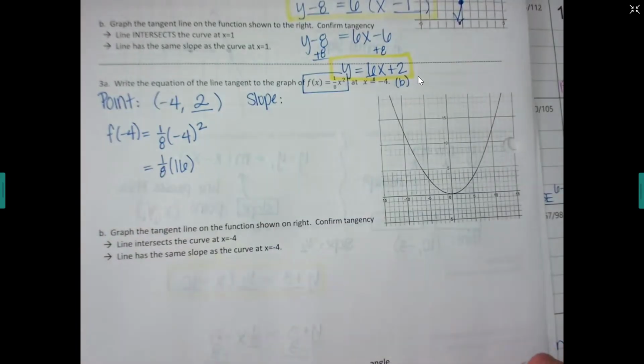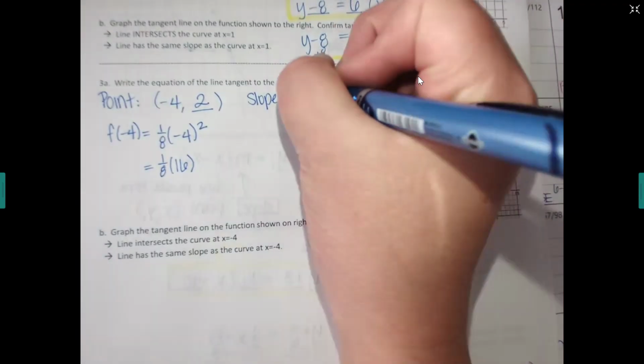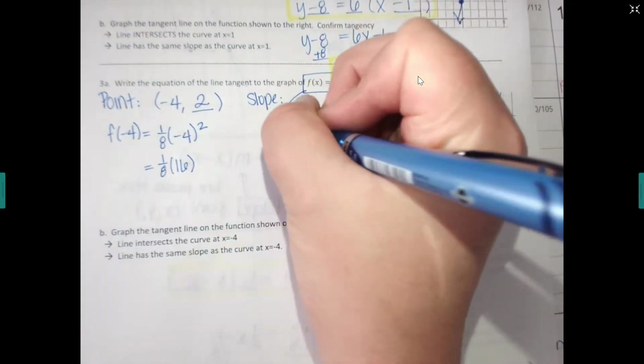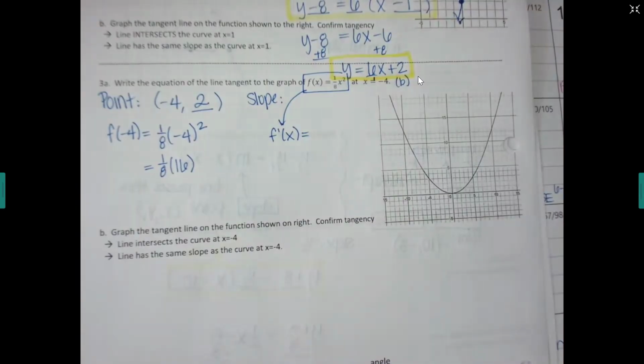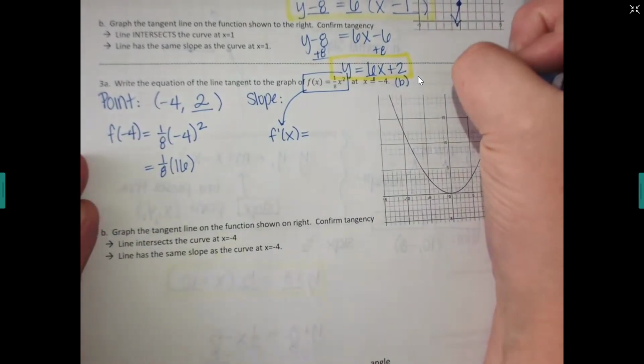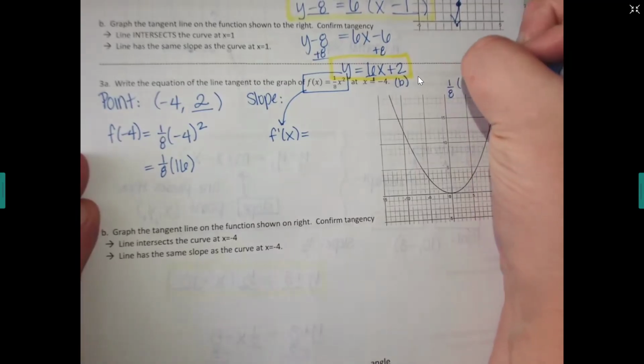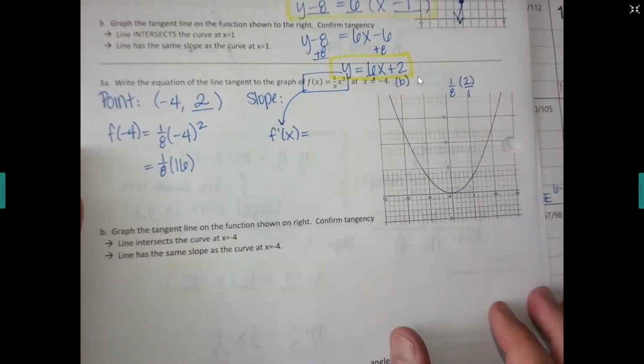So we have our x and our y. Next thing we need is our slope. Remember, f is going to go to f prime because we're taking the derivative. And then we're using our same power rules that we learned last class. So 2 times 1/8. What's my new coefficient? 2 times 1/8, what would that be? So let's write it over here to the side. 1/8 times 2 would be like a 2/1.